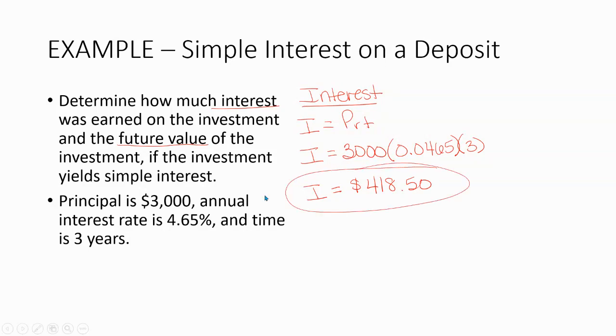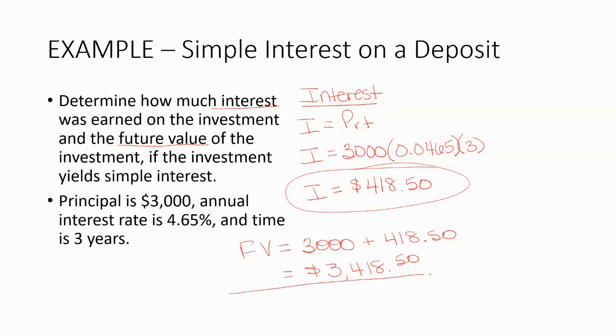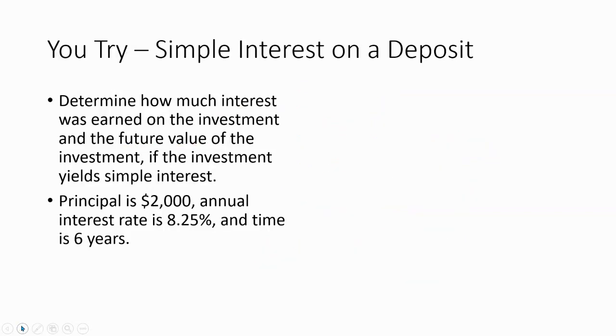So there's my interest. My future value of the investment is going to be 3,000 plus 418.50, so $3,418.50. All right, this next one, I would like for you to try that. So go ahead and hit pause. And when you come back, I will work the problem out and we'll see what you got.